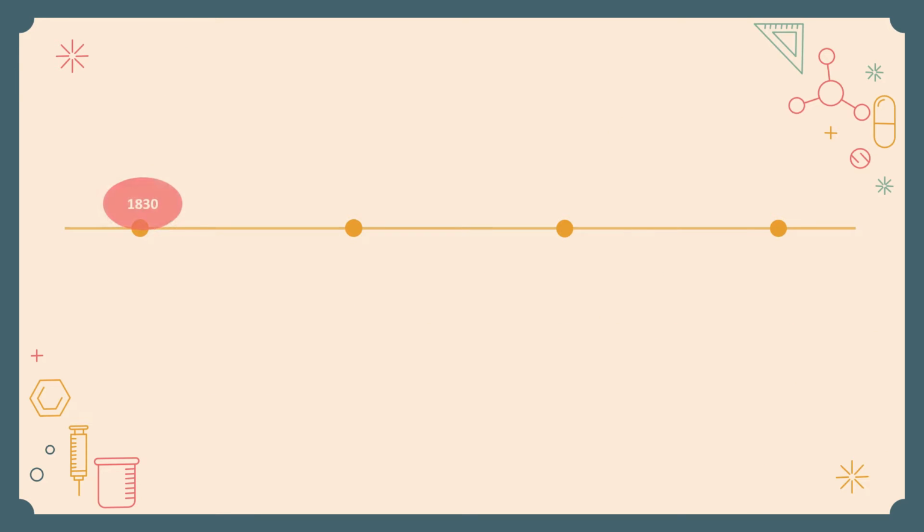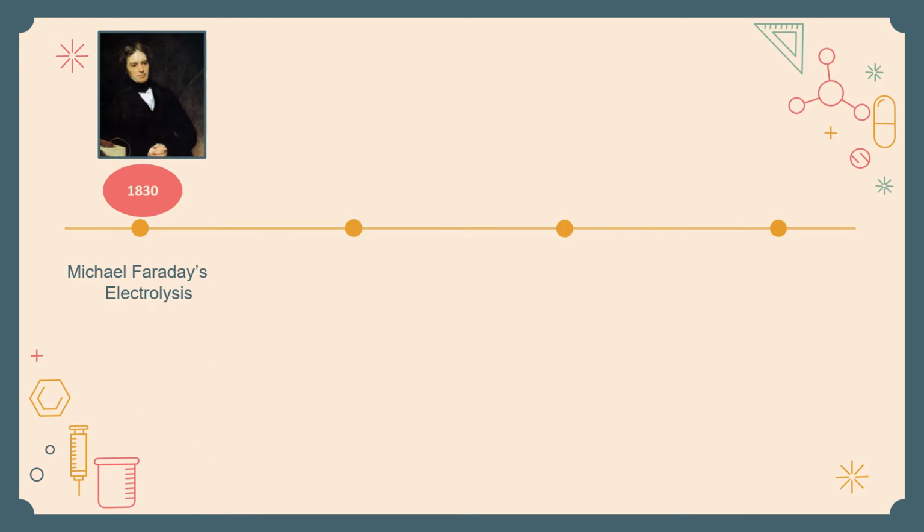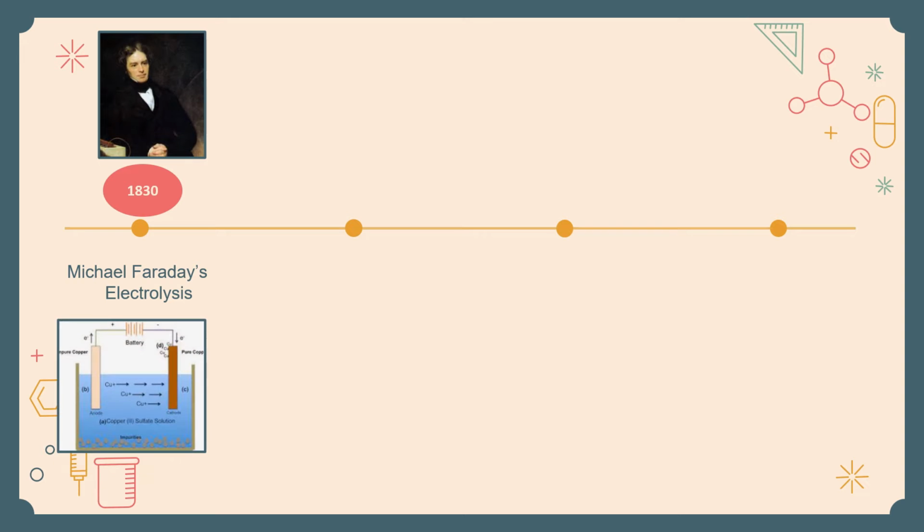Around the 1830s, Michael Faraday's experiments on electrolysis showed that certain substances would conduct an electric current when dissolved in water. He thought that the electricity caused the substance to break up into charged particles. He introduced the term ion and invented the terms cation and anion for the positive and negative particles.